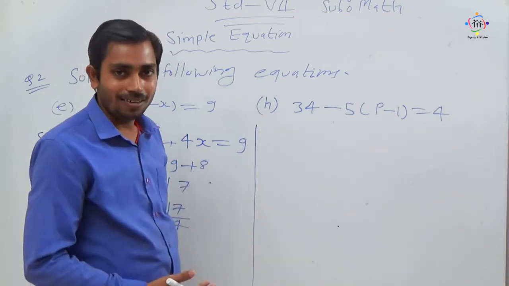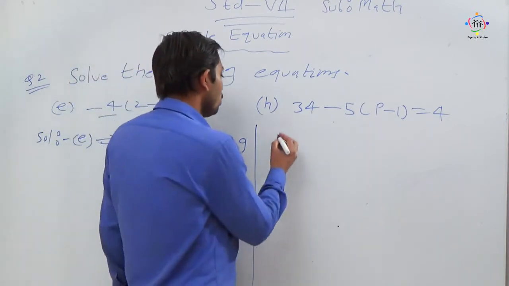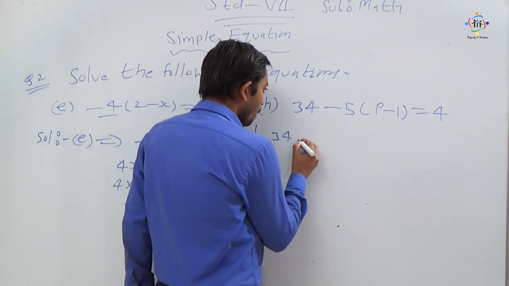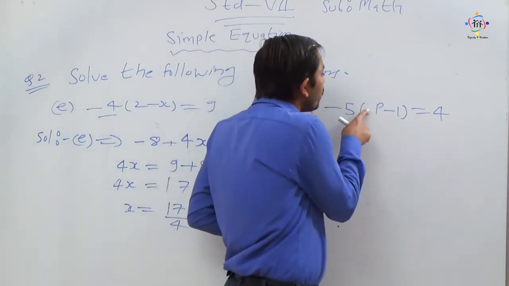So let it do that. So first, we will open the bracket: 34 minus, see, -5 into p. Nothing sign means what, given my dear students?